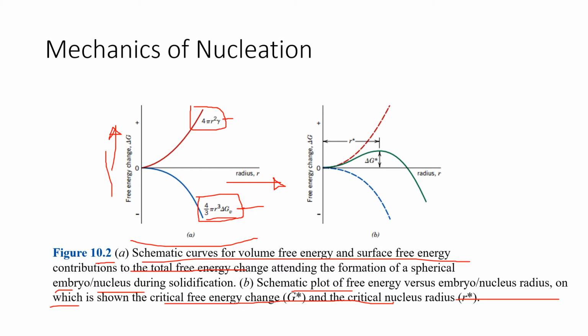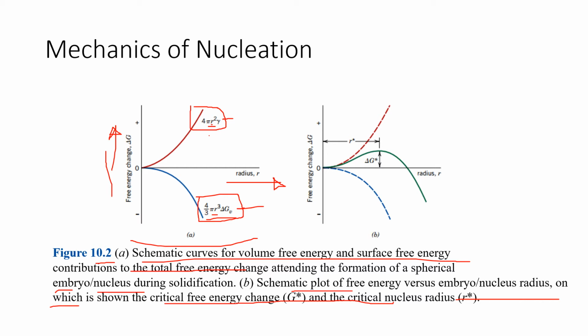The curve resulting from the second term is the equation for the 4 pi r cube. This equation we call equation 10.1. The energy values are positive and increase with the square of the radius, over here r square, while over here the energy values are negative and increase with the cube of the r.